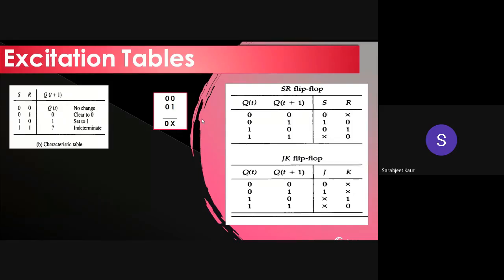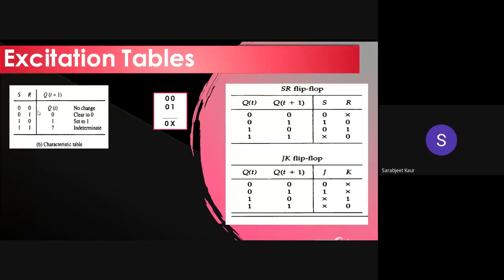Now please see, let us look at the first case where Q(t) is 0 and Q(t+1) is also 0. Is this clear? Now, let us go back to the characteristic table and see where I get 0 as the output. When both the inputs are 0, and when S is 0 and R is 1.